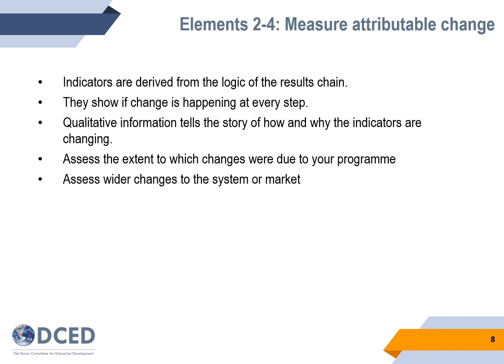You need to gather qualitative information to understand why the indicators are changing and whether there are any unexpected changes you didn't anticipate. You want to look at the extent to which these changes were due to your program. In other words, build up a plausible story as to how your program contributed to the changes. And you need to look at the wider system or market. In other words, the DCED standard encourages you to look not just at the direct beneficiaries of your program, but the broader impacts this might have had for others in the same market.